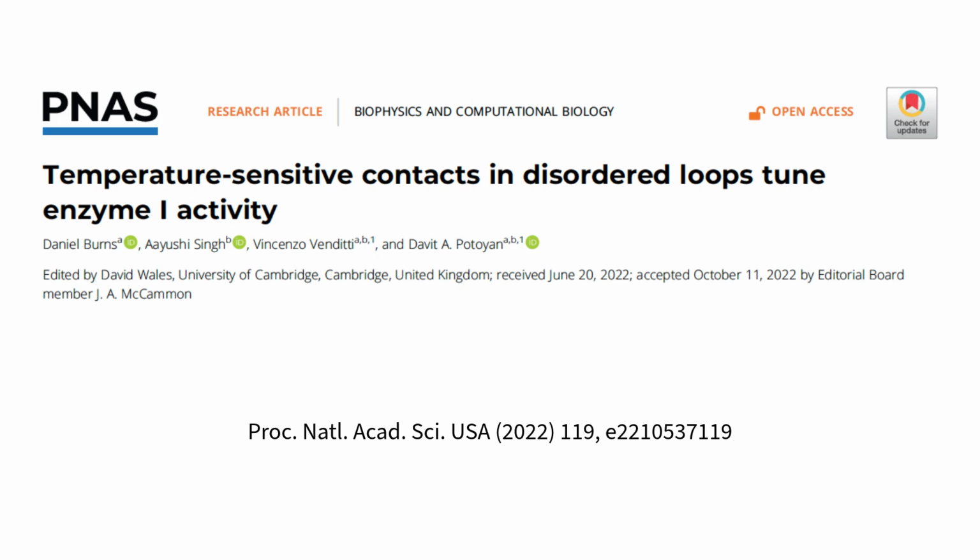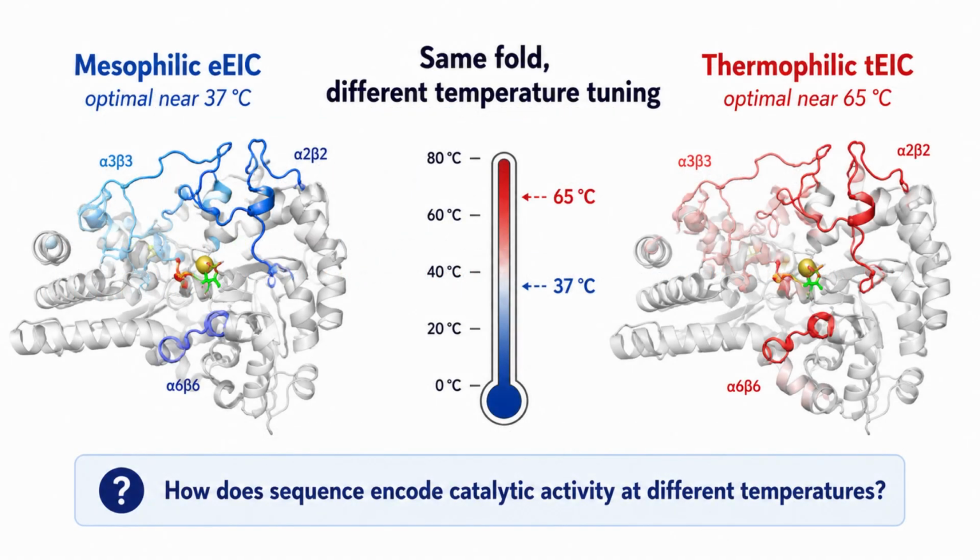How does an enzyme know which temperature it is supposed to work at? Homologous enzymes can share almost the same structure, yet work best at very different temperatures. In this work, we asked how sequence encodes this thermal tuning in the C-terminal domain of bacterial enzyme 1, or EIC. EIC contains disordered catalytic loops that must sample compact, active conformations for catalysis.